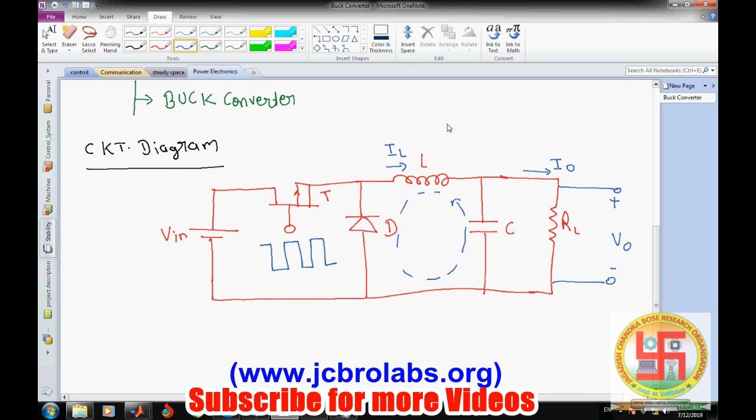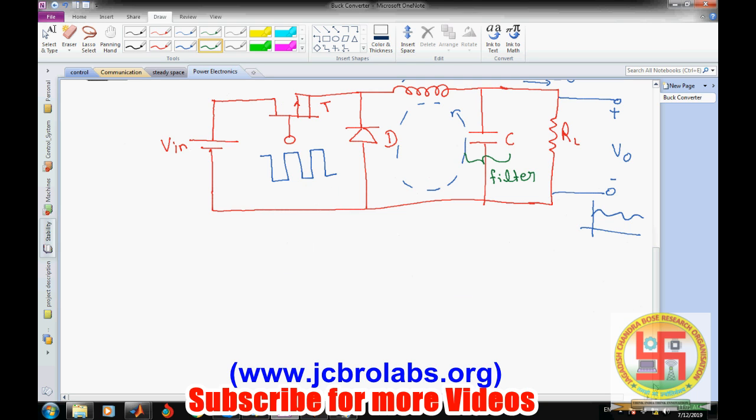So there is some high and low amount of current flowing through the inductor. That means there are ripples in the current. Similarly, there are ripples in the output voltage. Because this voltage is fluctuating, this C acts as a filter. So the value of C and L can be decided based on the respective formula.